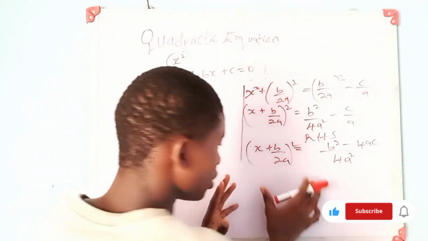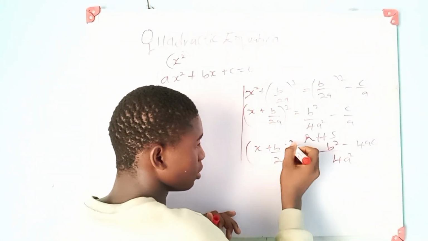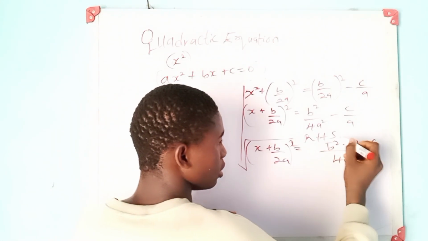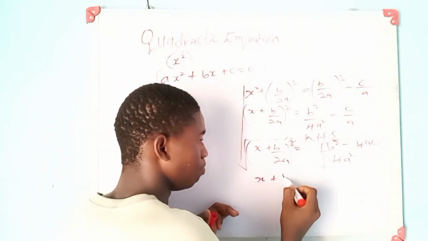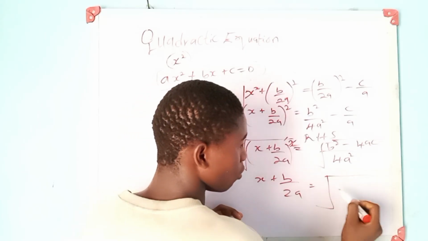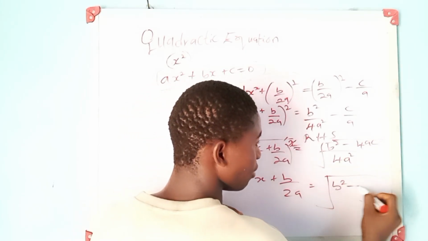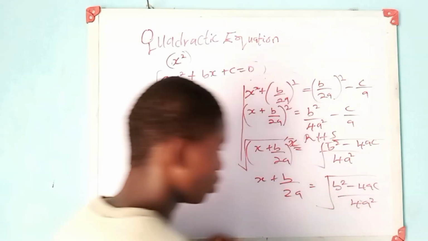So now from this place, what we are going to be doing is that we are going to look for the square root of this side, and also the square root of this side. So when we do that, we are going to be having x plus b over 2a is equals to the square root of b squared minus 4ac over 4a squared. So we have gotten this here.